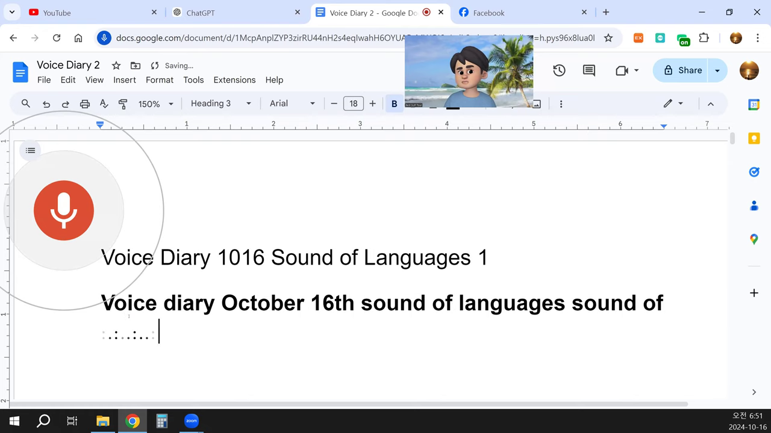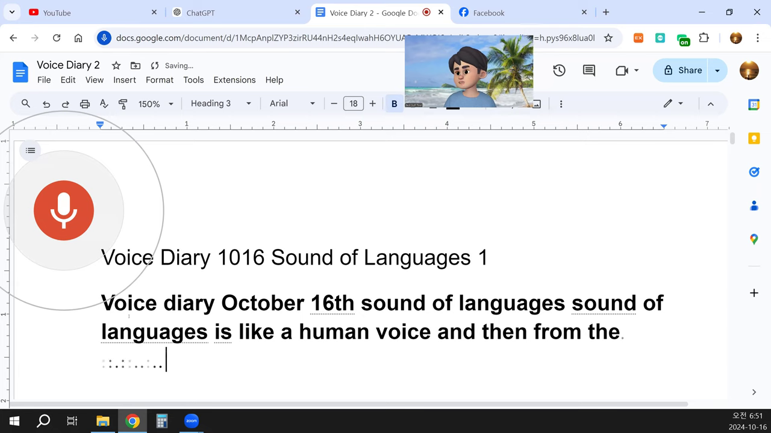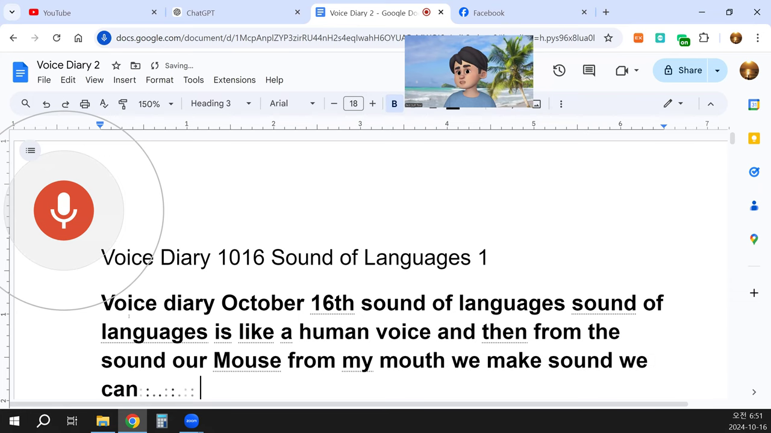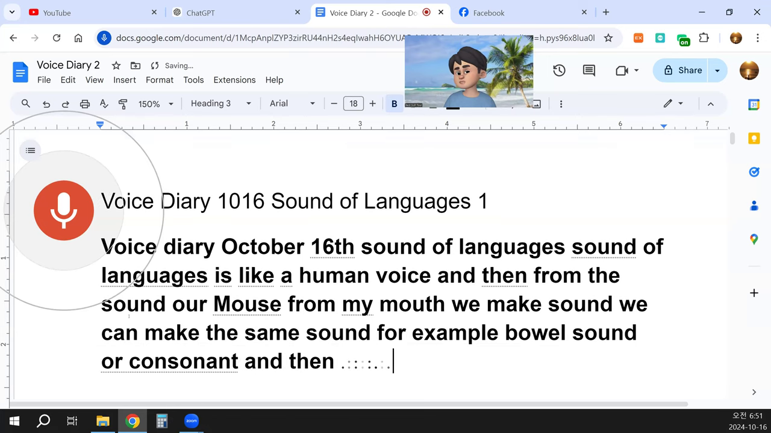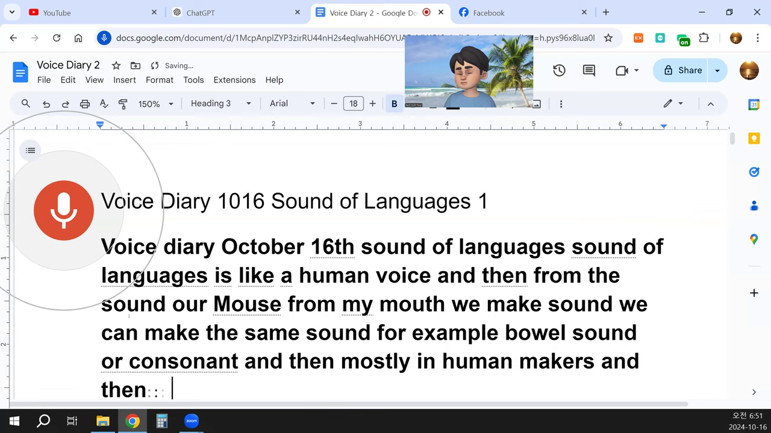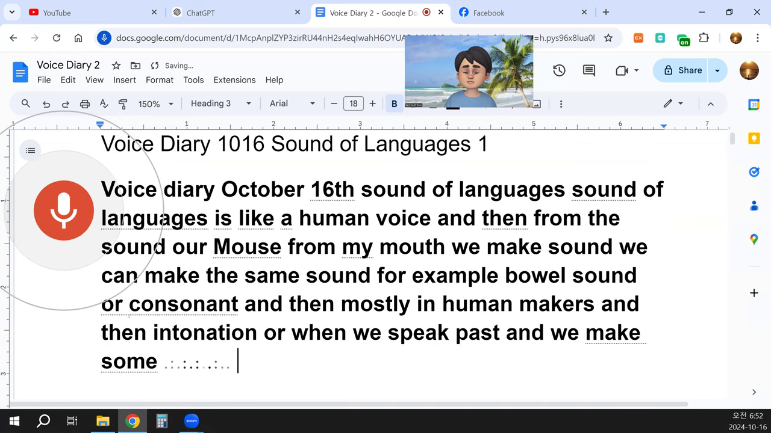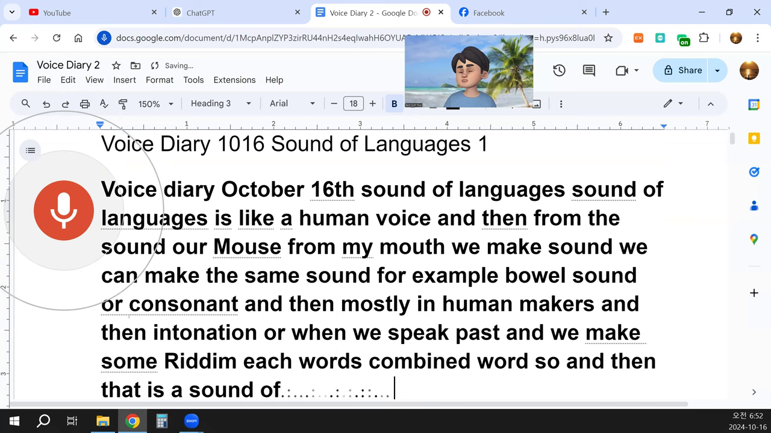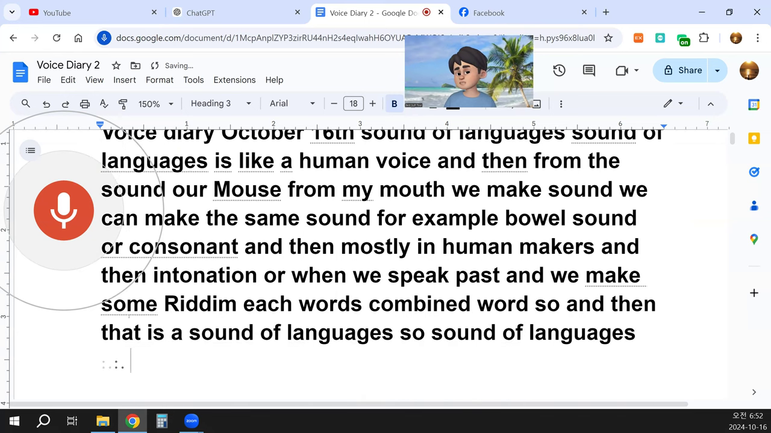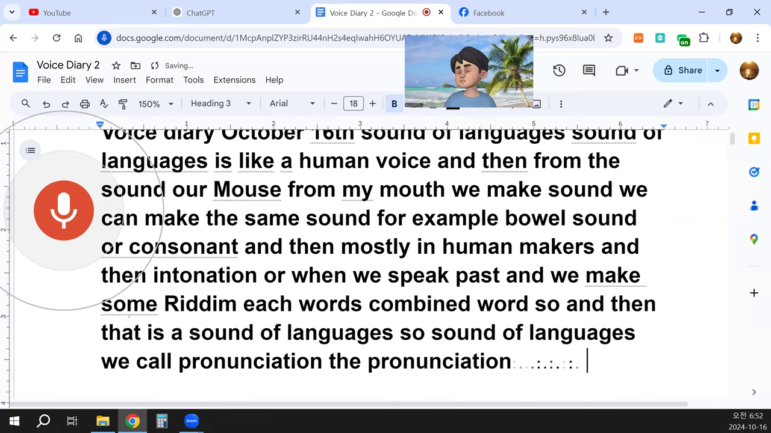Sound of Languages is like the human voice. From our mouth, we make sound. We can make the same sound, for example, a vowel sound or a consonant, and mostly in human speech. And then intonation, or when we speak fast, we make some rhythm, each word combined. That is the sound of languages. The sound of languages, we call pronunciation. Pronunciation means how we make a sound using languages.